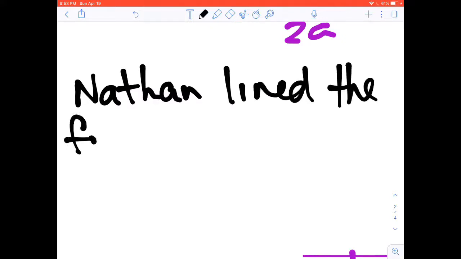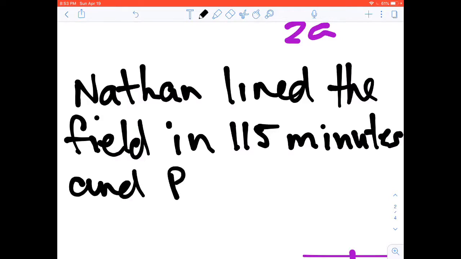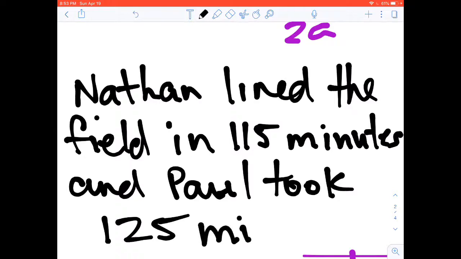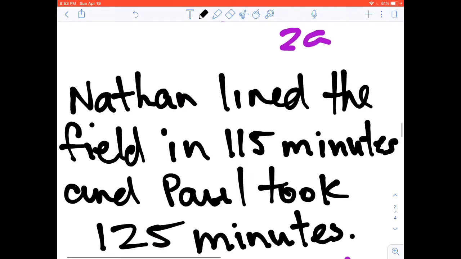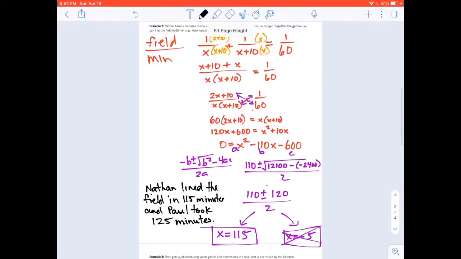Nathan lined the field in 115 minutes, almost 2 hours. And Paul took 125 minutes because he was 10 minutes longer. Together, they did it in 60 minutes. However, alone, we know the amount of time that they took.